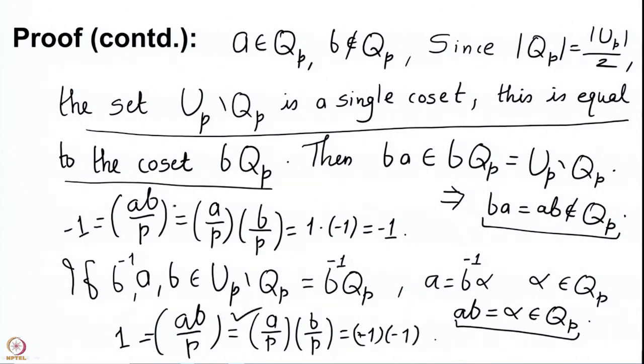So, we get equality in all the cases. Once again, what we have observed is only the following thing. When P divides AB, that is true if and only if P divides A or P divides B. So, (AB/P) can be 0 precisely when one of (A/P) and (B/P) is 0. If (A/P) and (B/P) are both non-zero, then (AB/P) cannot be 0. So, whenever P divides A or P divides B, then we have the equality (AB/P) equals (A/P) times (B/P).